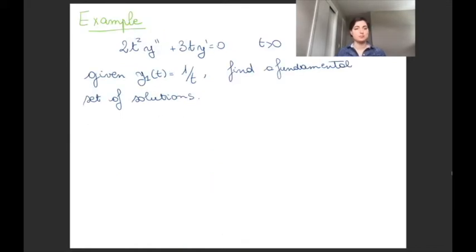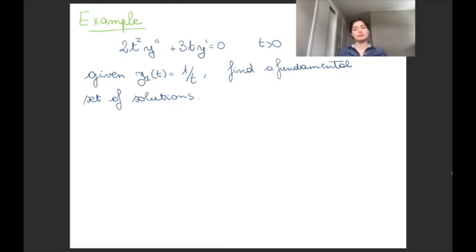Let's look at an example of this. We are looking at 2t squared y second plus 3t y prime equal to 0 for t bigger than 0. Now this is a different format than the one we looked at previously, but it would be enough to just divide everything by 2t squared to retrieve what we had before. So let's see if it works also in this slightly stretched example. We're restricting ourselves to t strictly positive, so we can divide by 2t squared without a problem.